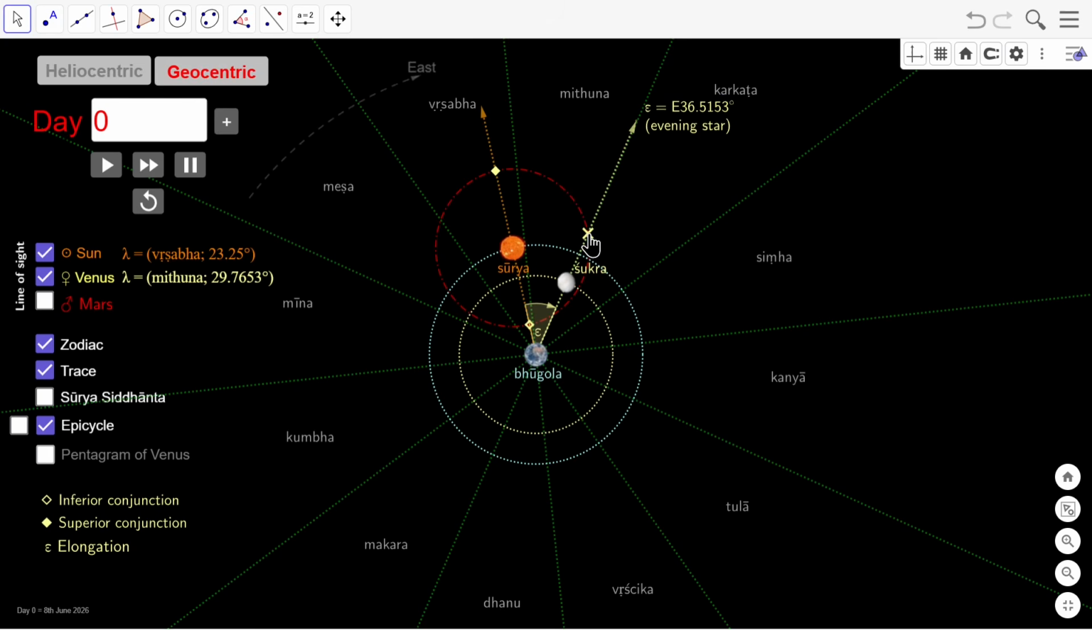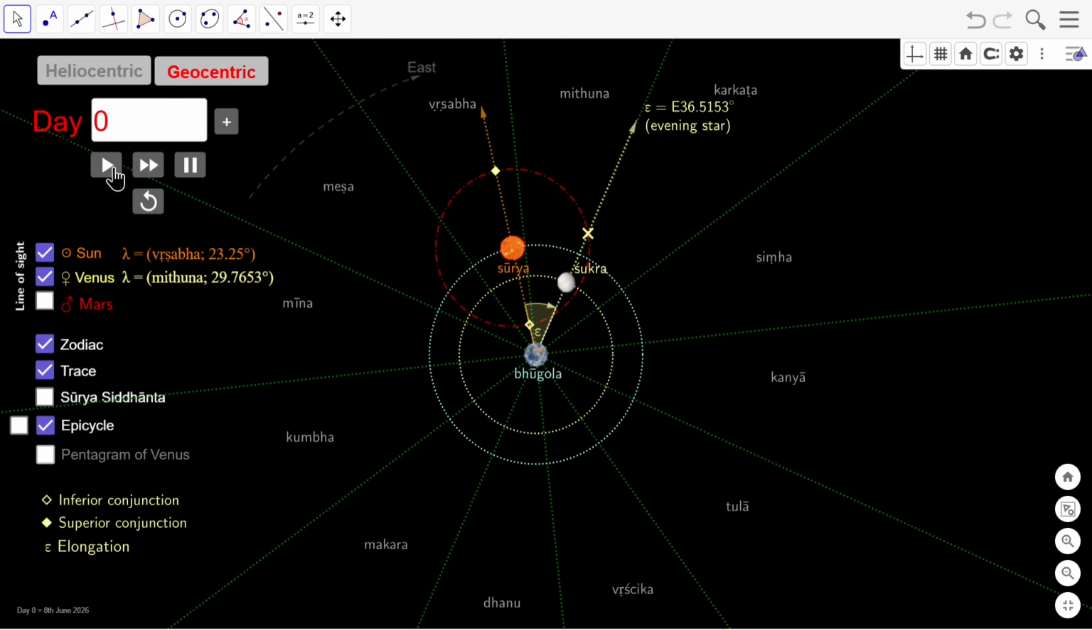But Surya Siddhanta and ancient Hindu astronomers moved that position to here because this is the order in which the orbits are supposed to be. But note that the real position and what the Hindu astronomers calculated is shifted from here to here, but they are both on the same line of sight. Which means both of them right now on day 0 are at the same elongation of 36.5153 degrees. And both of them are in the same ecliptic longitude of Mithuna, 29.7653 degrees.